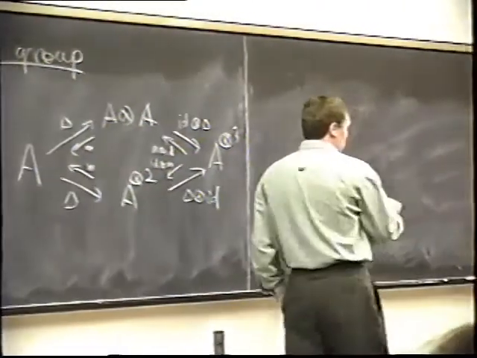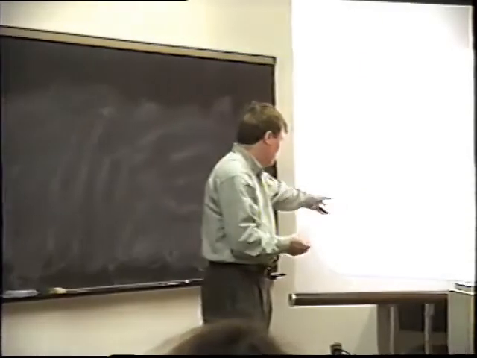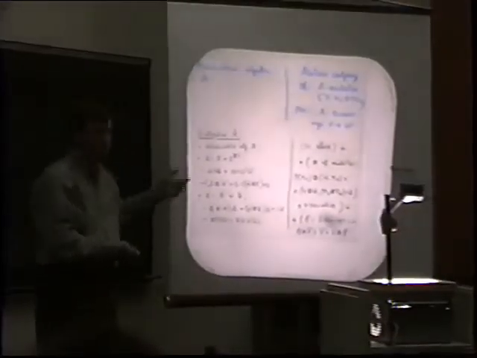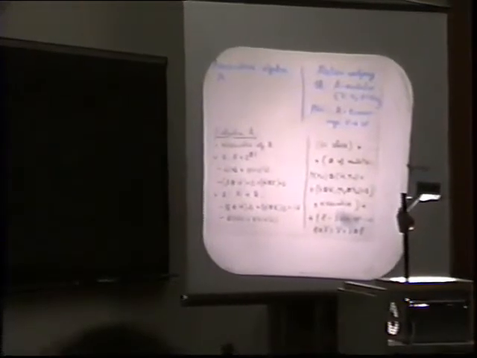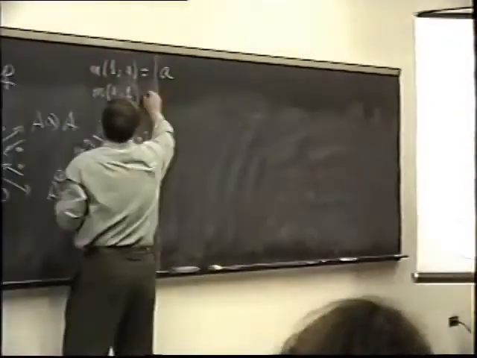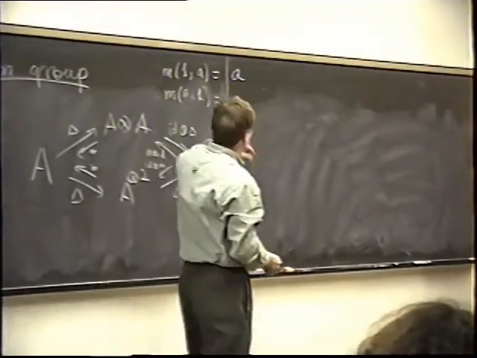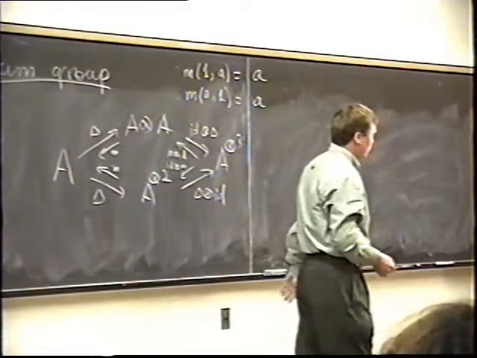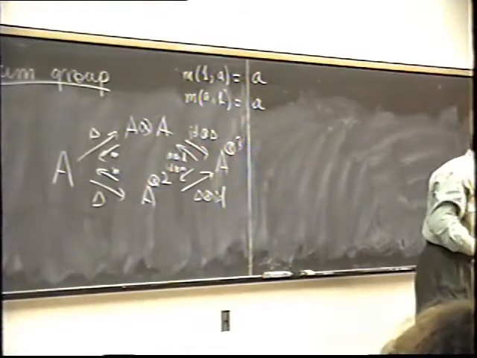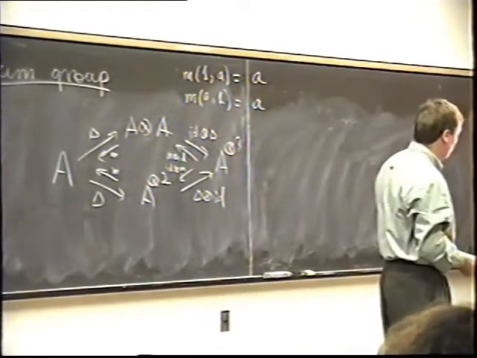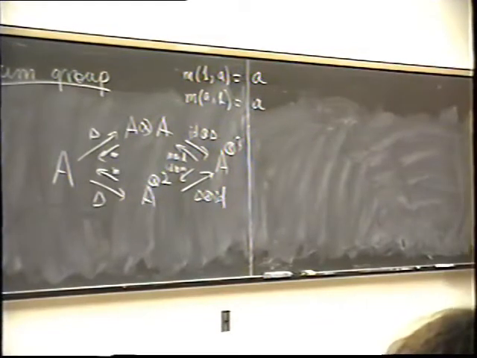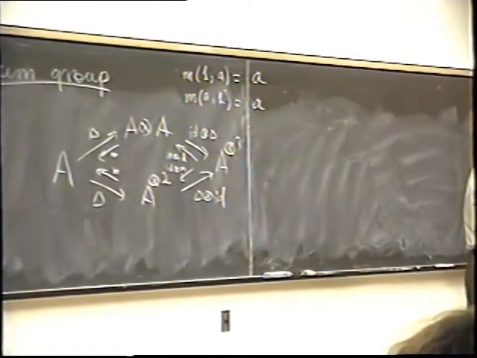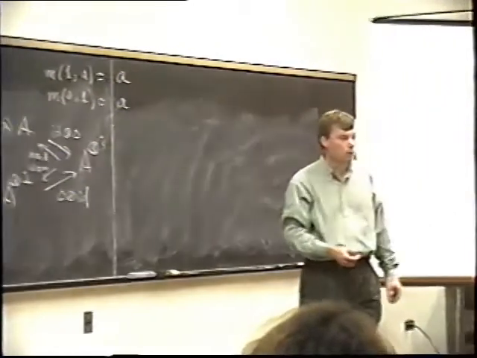So this is the first piece of data, and the second piece of data is the co-unit. So epsilon is the co-unit, and the axiom of the co-unit is dual to the axiom of the unit. For the unit we have M(1 tensor A) equals A for an associative multiplication M, and M(A tensor 1) is A. And dual to this, there are these properties. And finally, the co-unit is a homomorphism of algebras. It's a one-dimensional representation.